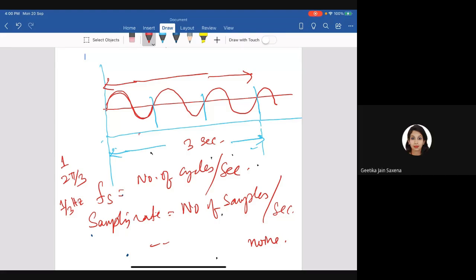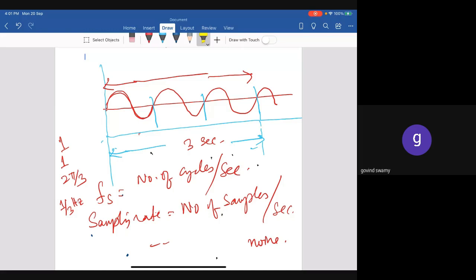Sir, it is 1. I think it is 1. 1 sample per second. Your answer is 1. Okay. So my question is, what is the sampling frequency of this sinusoidal wave which I have drawn on the screen? I have already written everything. You just have to look at it and tell. No answer? Okay, no problem.